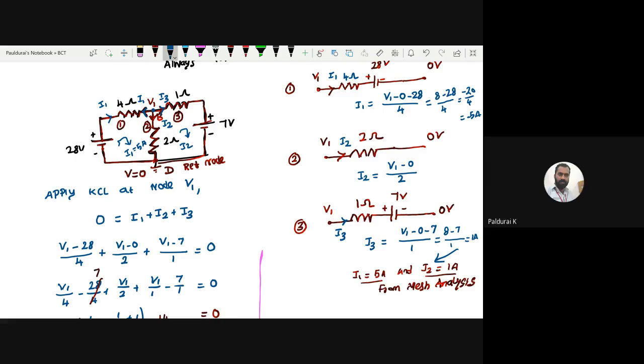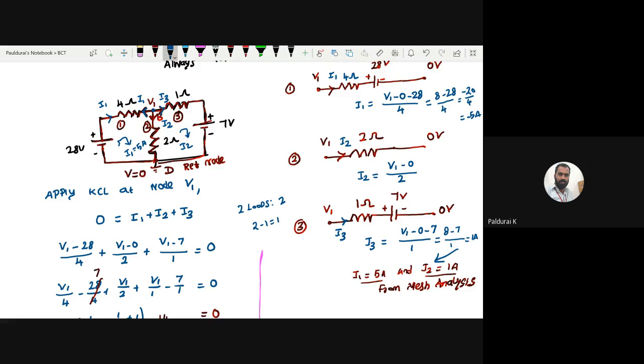I will ask you one question. How many equations did I develop for mesh? Two loops, so two equations. Yeah, very good. Two loops means we developed 2 equations. Whereas for the same circuit, how many equations did I develop for nodal? Only one, because 2 minus 1 gives 1. Because one node I took for reference.